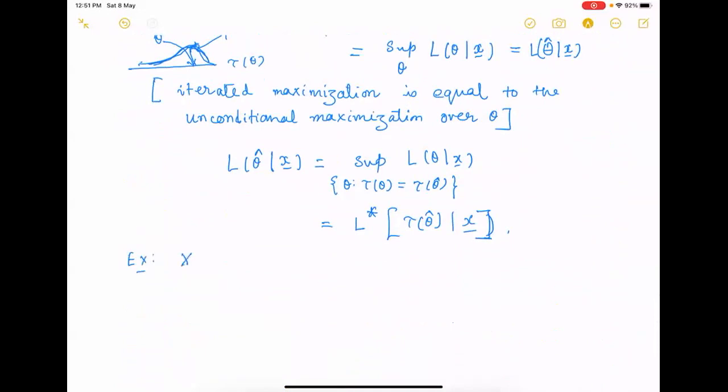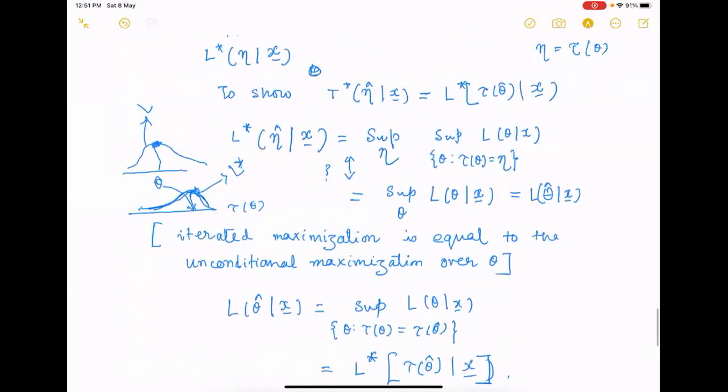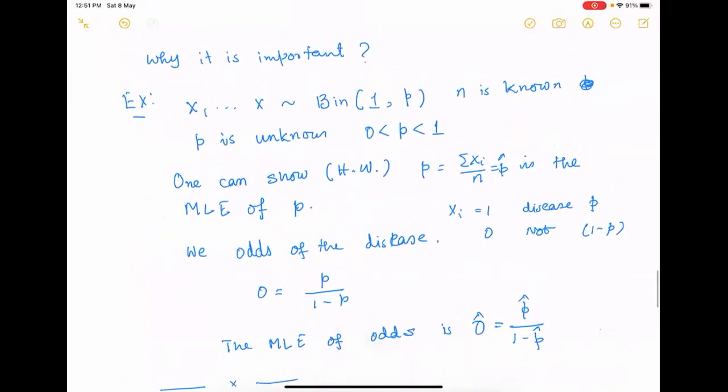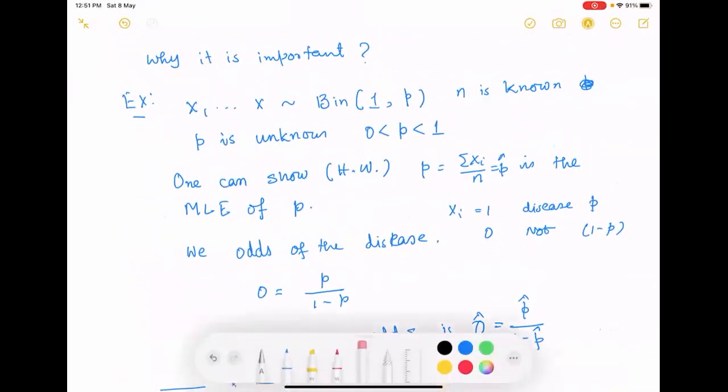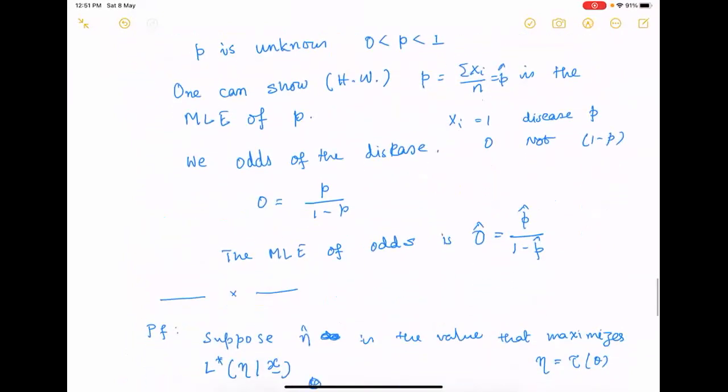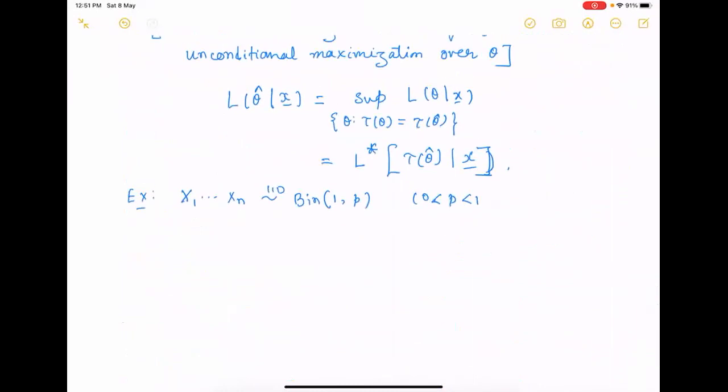The example is again the same example. So x1, x2, xn is IID Bernoulli 1 comma p, or binomial 1 comma p, 0 less than p less than 1. Okay, n is the sample size. Now we do know that p hat is our MLE. I'm giving it to you as an exercise, you have to show that this is the MLE of p. Okay.